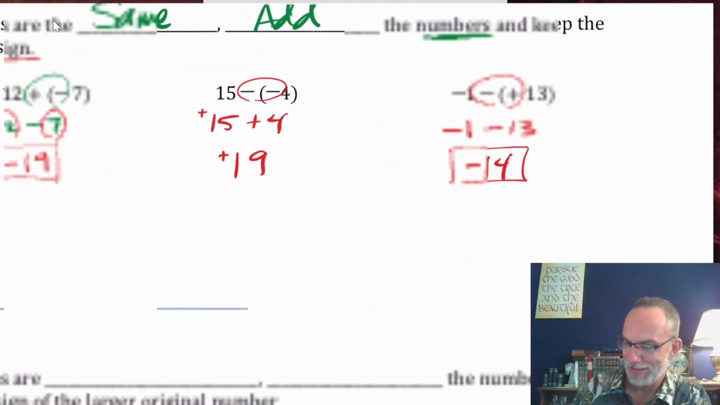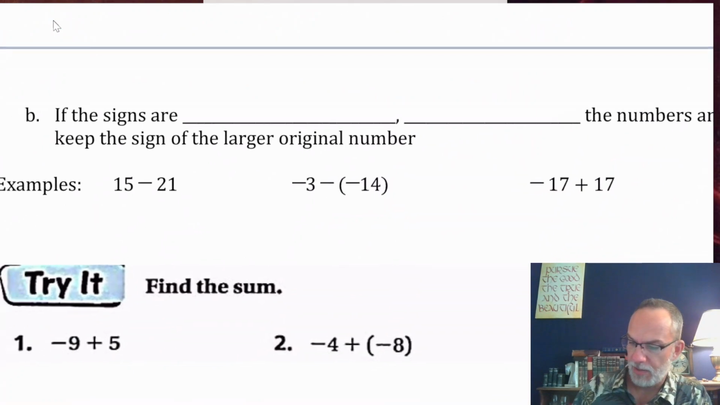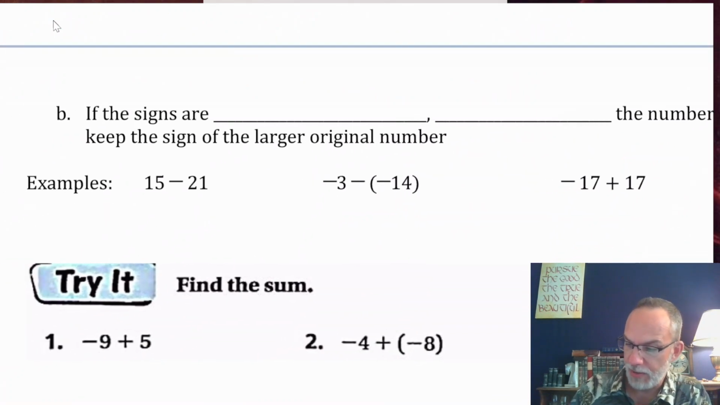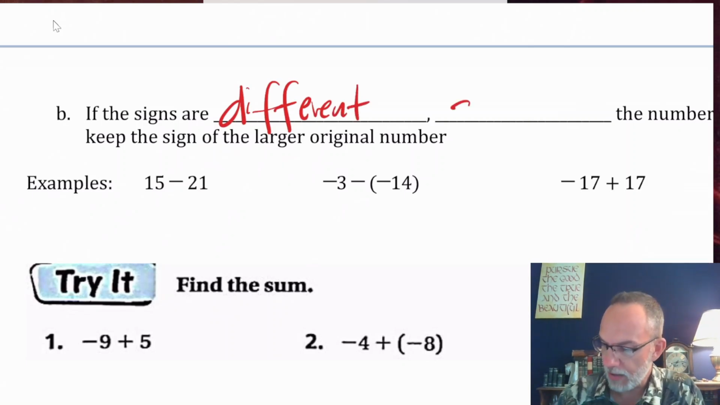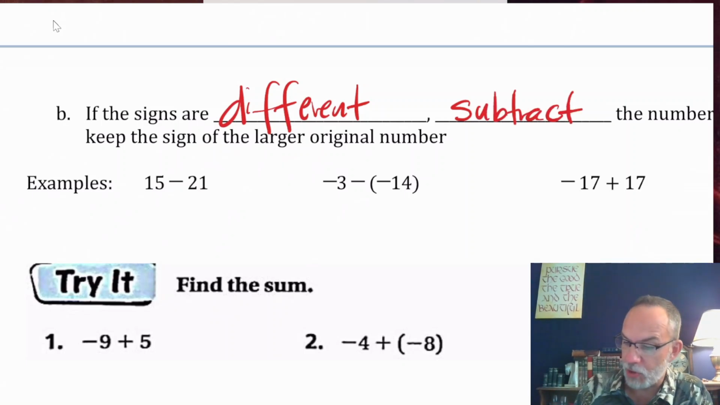Good. Now, the second part. If the signs are different, what do you think you would do? If you said subtract, you're right. You're going to subtract the numbers, but you're going to keep the sign of the larger original number.